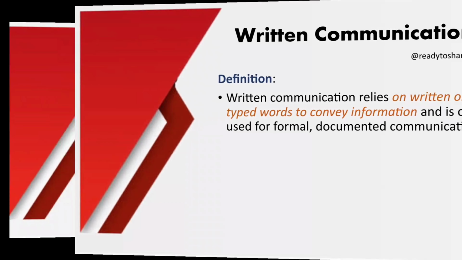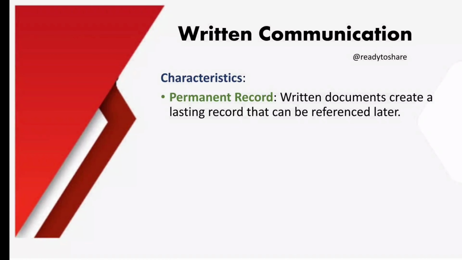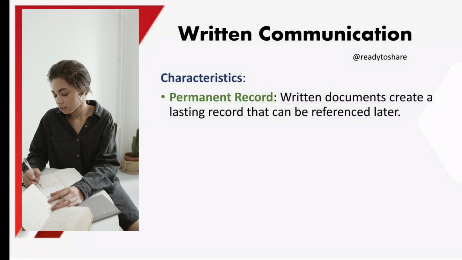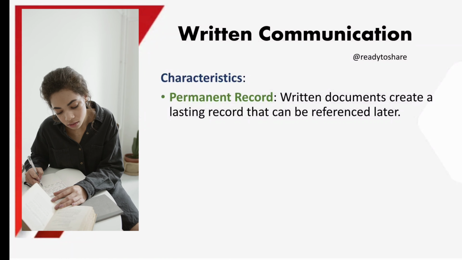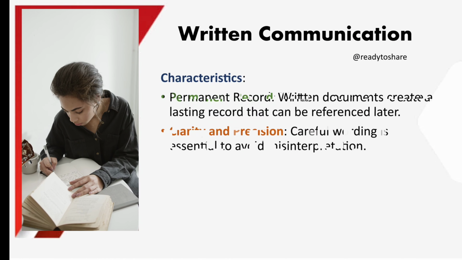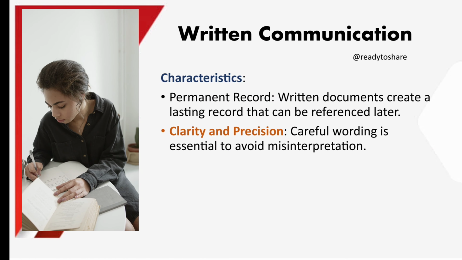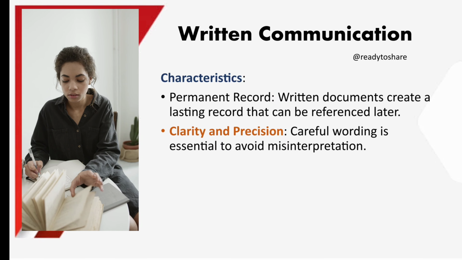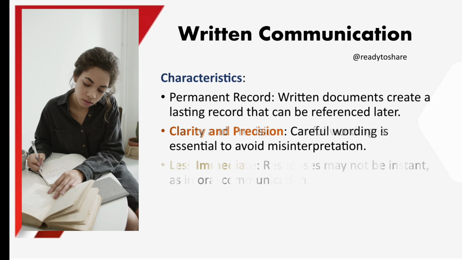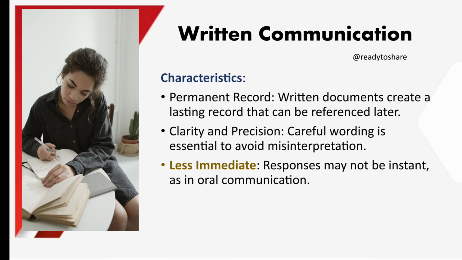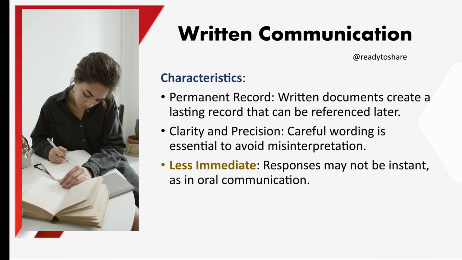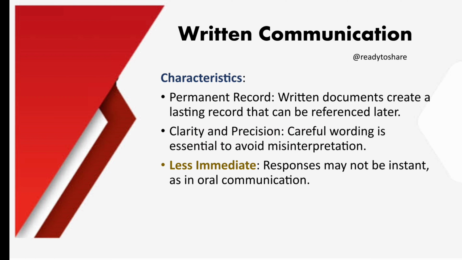Characteristics of written communication. First, permanent record. Written documents create a lasting record that can be referenced later. Second, clarity and precision. Careful wording is essential to avoid misinterpretation. Third, less immediate. Responses may not be instant as in oral communication. Examples of written communication: sending a formal job offer letter to a candidate or writing a detailed project report for stakeholders. Now we have advantages of written communication.